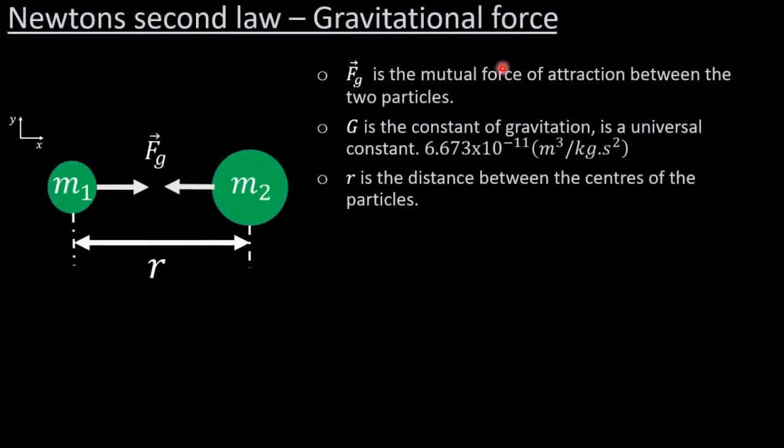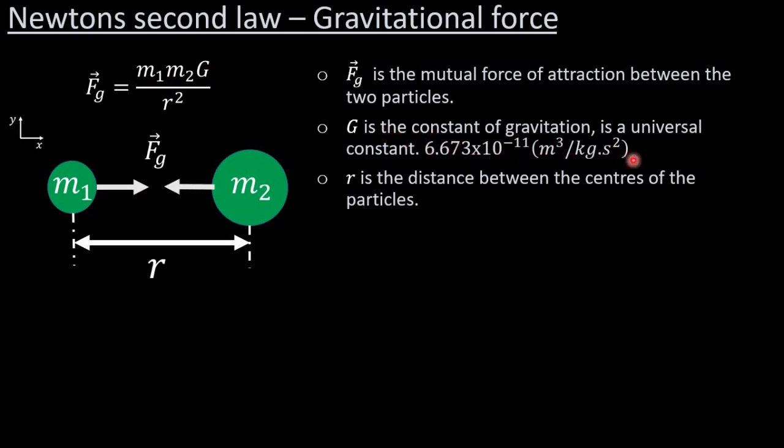So the gravitational force. F sub g is the mutual force of attraction between the 2 particles. We have 2 particles here, one with mass m1, one with mass m2, where you can see m2 is much greater than m1. The force of attraction between these 2 is shown by these 2 force vectors here. And r is the distance between the centers of the 2 particles. So that's r here. The force of attraction between the 2 particles is going to be mass 1 times mass 2 times big G, which is the constant of gravitation. It's a universal constant, which is 6.673 times 10 to the minus 11 meters cubed per kilogram second squared.